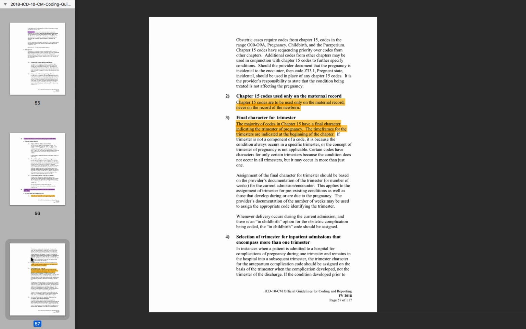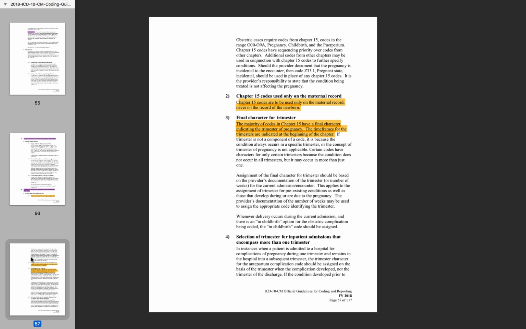If the trimester is not a component of a code, it is because the condition always occurs in a specific trimester, or the concept of trimester of pregnancy is not applicable. Certain codes have characters for only certain trimesters, because the condition does not occur in all trimesters, but it may occur in more than just one.